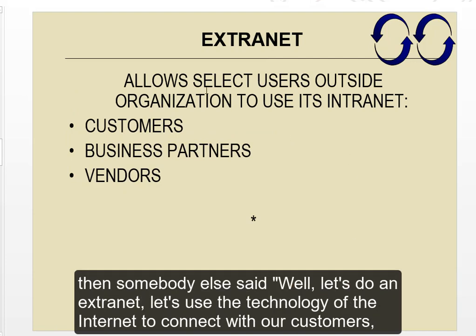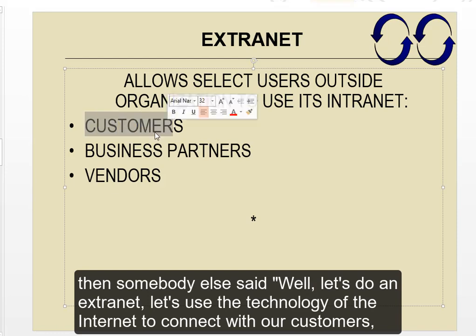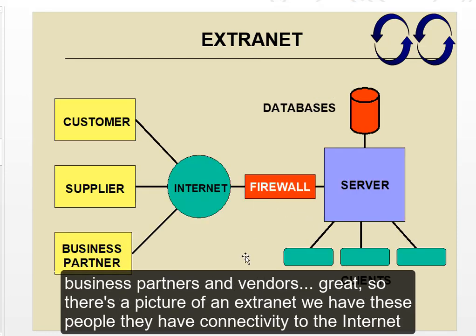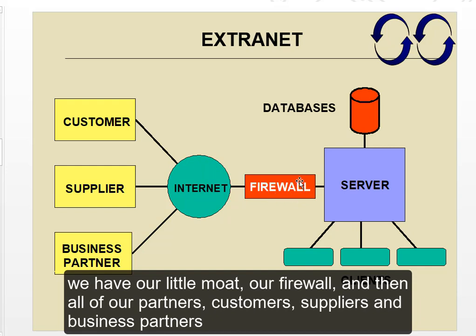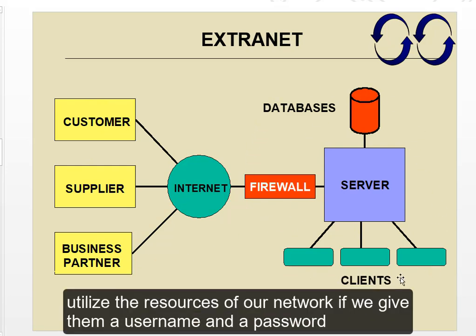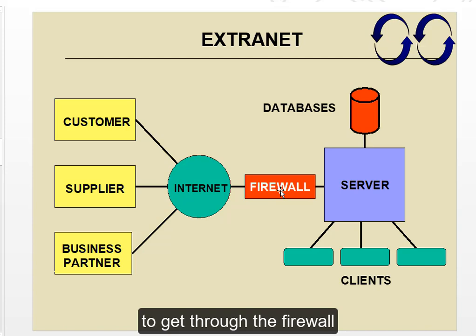Then somebody else said, well, let's do an extranet. Let's use the technology of the internet to connect with our customers, business partners, and vendors. Great. So there's a picture of an extranet. We have these people, they have connectivity to the internet. We have our little moat, our firewall, and then all of our partners, customers, suppliers, and business partners can utilize the resources of our network if we give them a username and a password to get through the firewall.